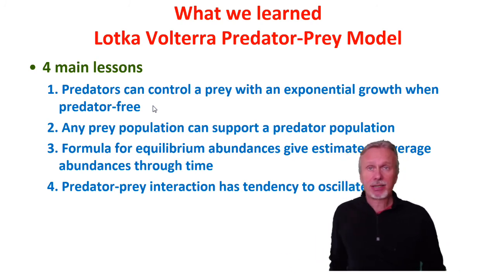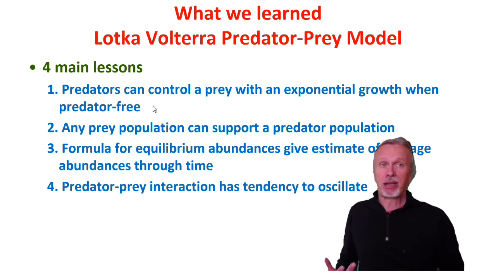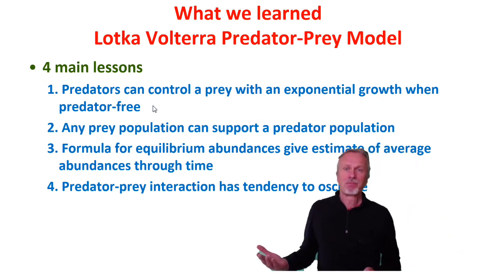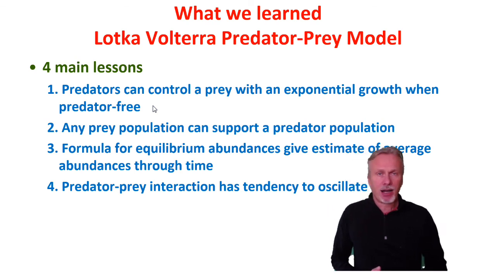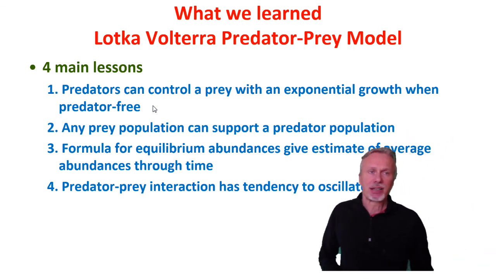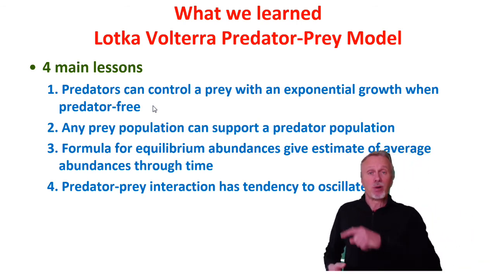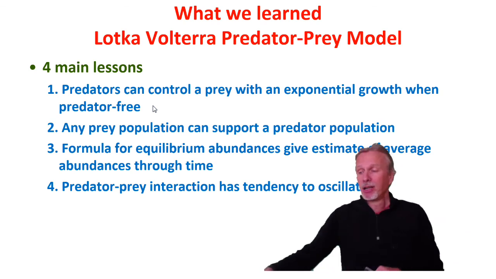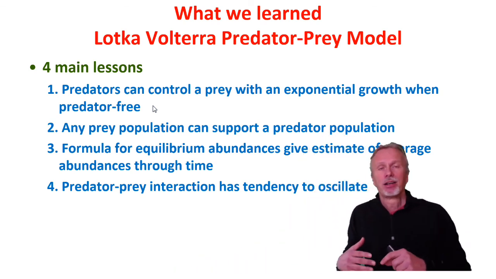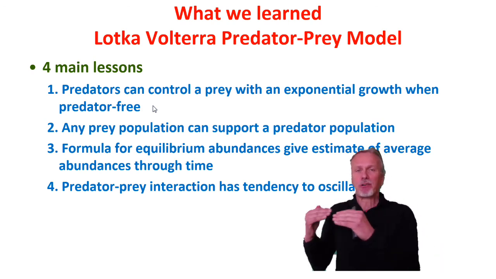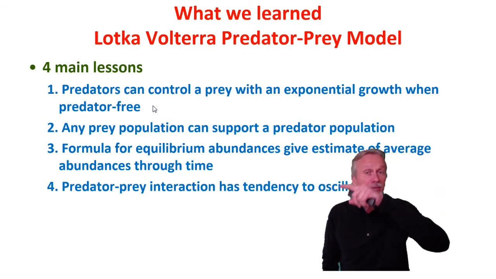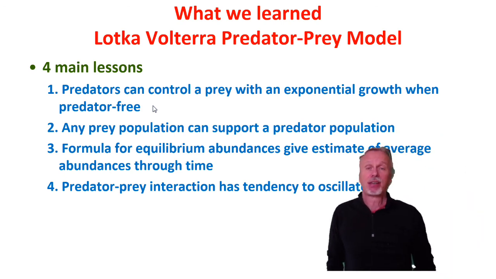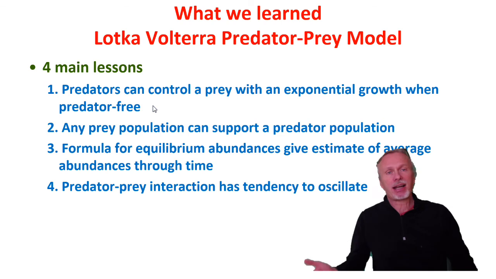So to summarize, I think we have learned at least four take-home lessons here. The fact that a predator can control a prey with exponential growth when predator-free. Also, we can say that any prey population can support a predator population. The formula for equilibrium abundance gives estimates of average abundance through time. So when we get a sustained limit cycle, that is the average density of prey and predators, but they are cycling through phases of faster, almost exponential growth, reaching a peak and then collapsing down, usually with a time lag, the predator after the prey.